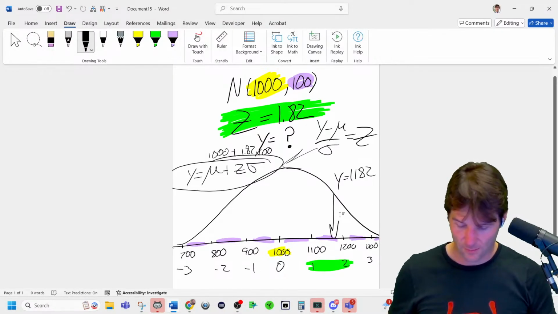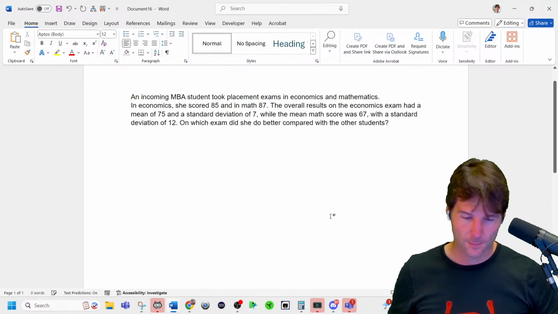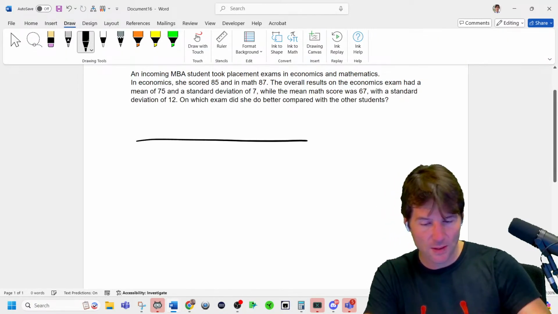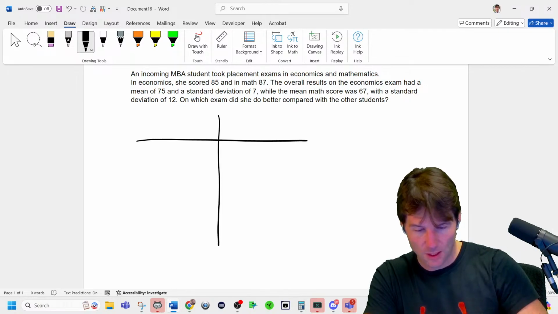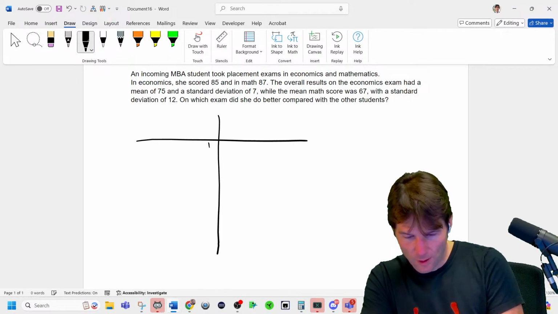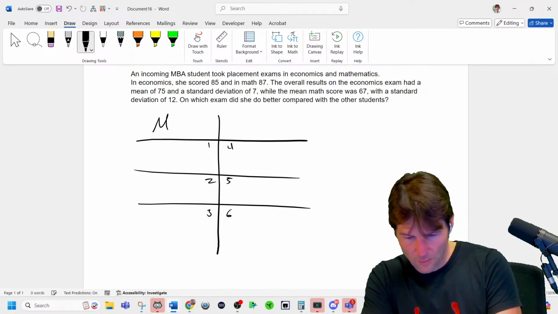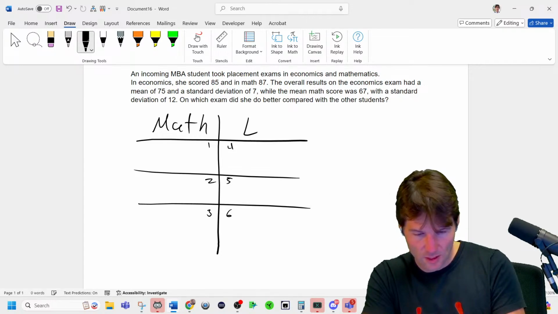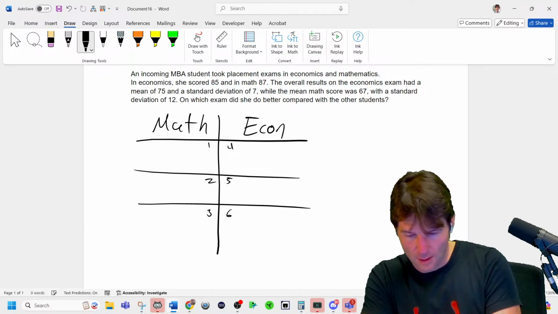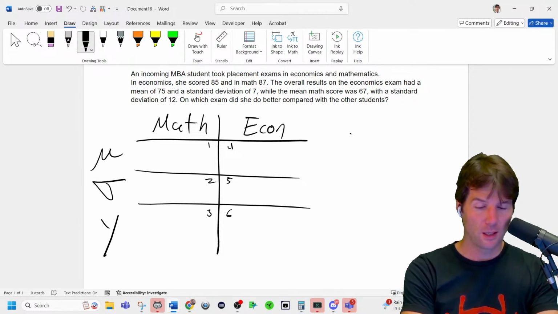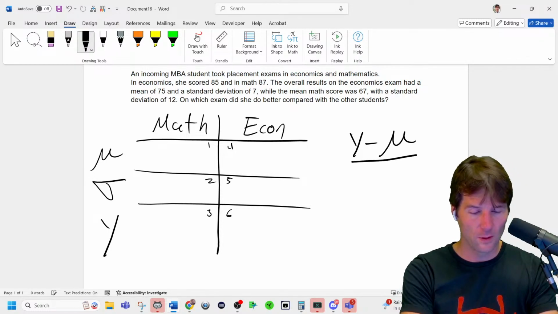I want you to tell me, we need to go right here and do the following. I'm going to put 6 spots on this table, and I want you to tell me what goes in spot 1, 2, 3, 4, 5, and 6. This will be math, and this will be econ. And this will be mu, this will be sigma, and this will be y. Okay, because we're going to just do the formula, observation minus mean over standard deviation.